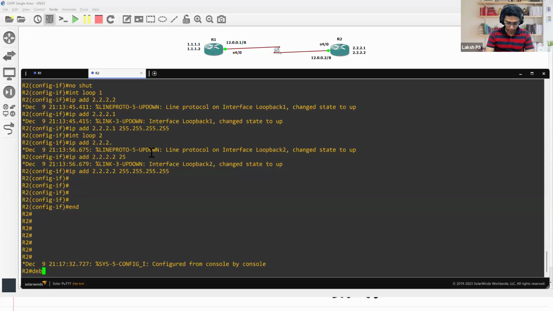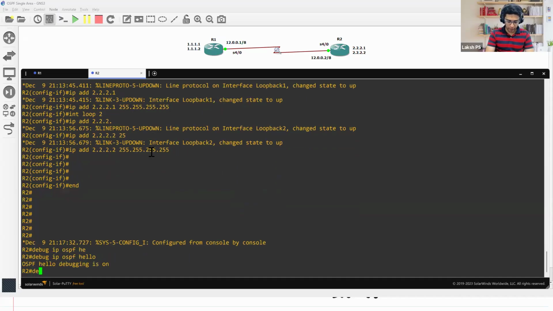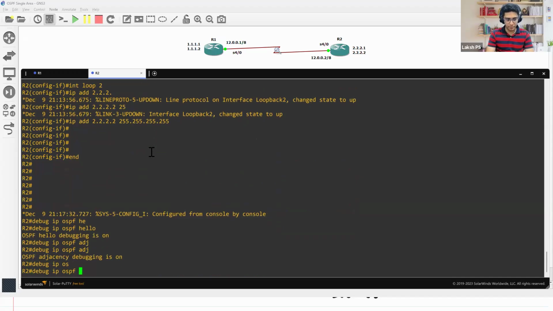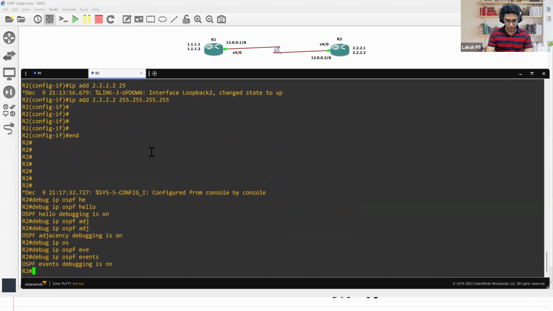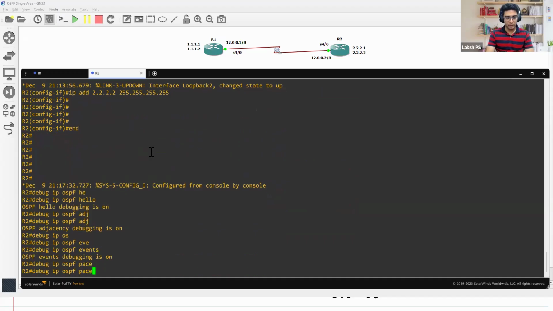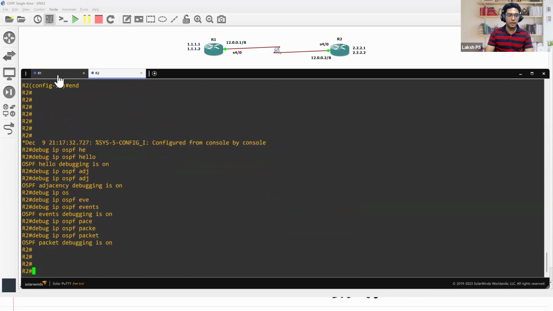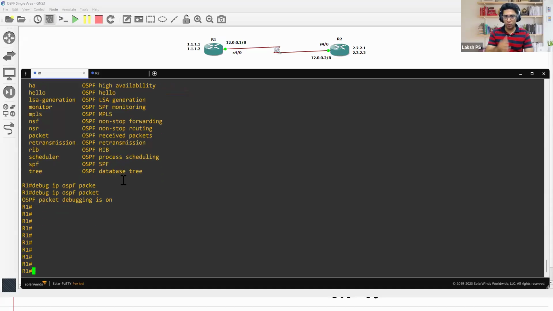on the CLI. I will run the same debug commands on R2 as well: debug IP OSPF hello, debug IP OSPF adjacencies, debug IP OSPF events, debug IP OSPF packets. All right. Now let us start to configure OSPF on R1.